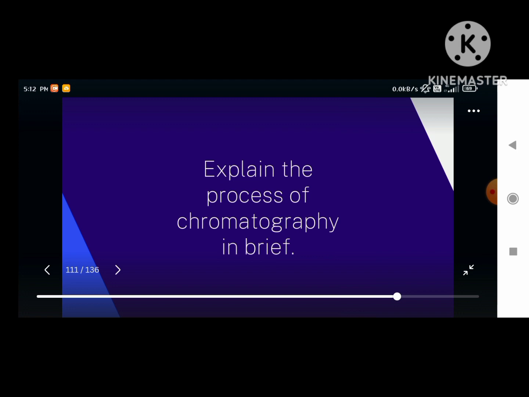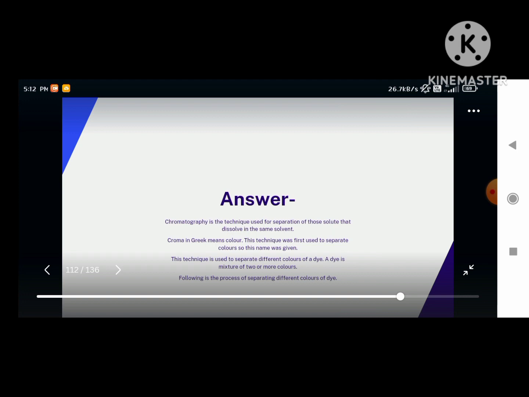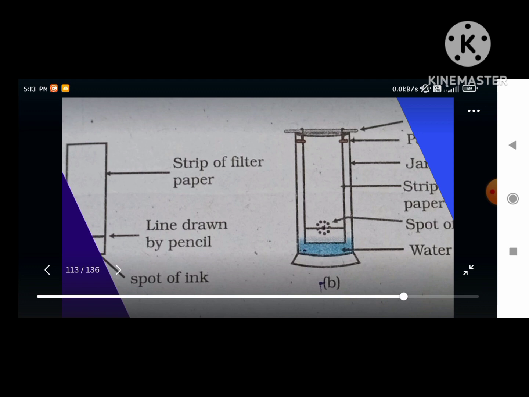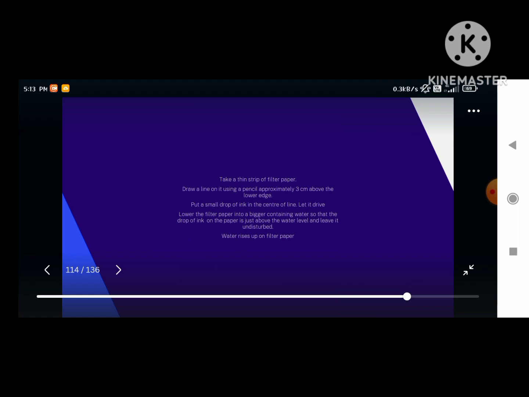Explain the process of chromatography in brief. Chromatography is the technique used for separation of those solutes that dissolve in the same solvent. Chroma in Greek means color. This technique was first used to separate colors, so this name was given. This technique is used to separate different colors of a dye. A dye is a mixture of two or more colors. So following is the process. This is the diagram. And this is the process.